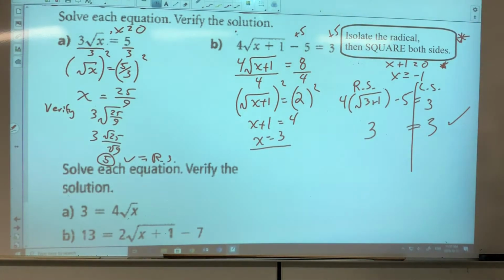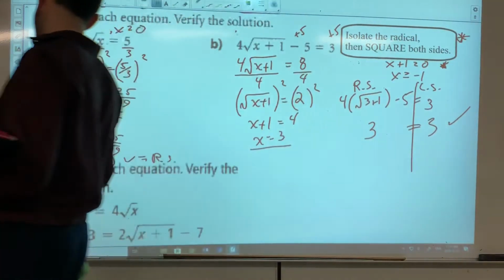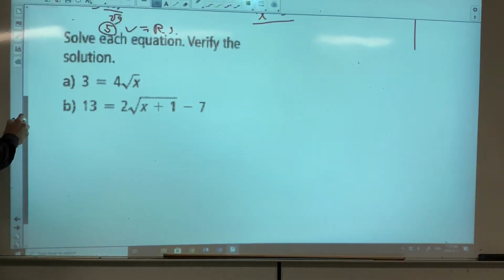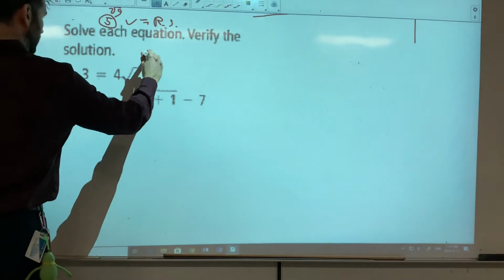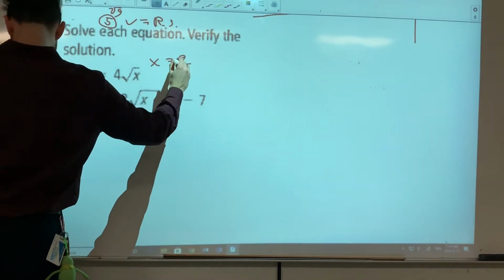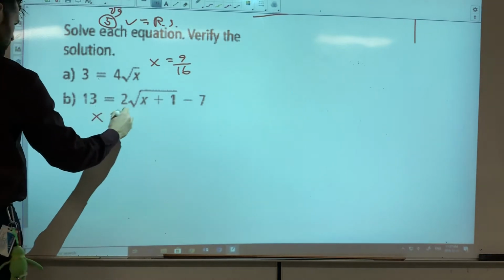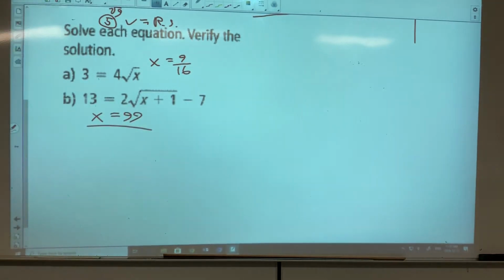Okay. There are 2 identical questions with just different numbers. I will give you the solutions if you ever want to go through your notes and do a couple extra. So for A, I got x equal 9 over 16. And for B, 99.